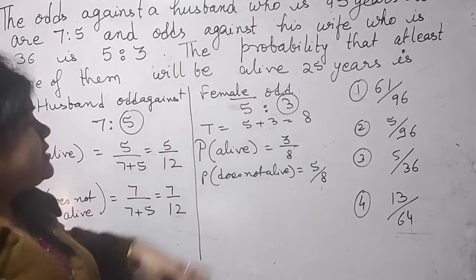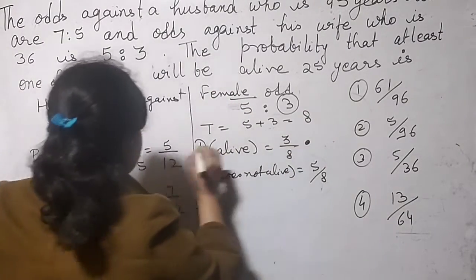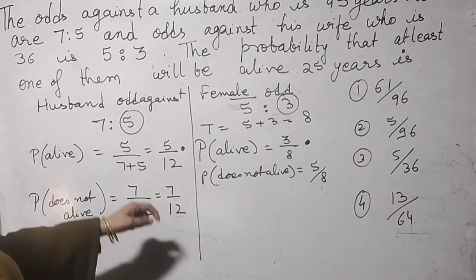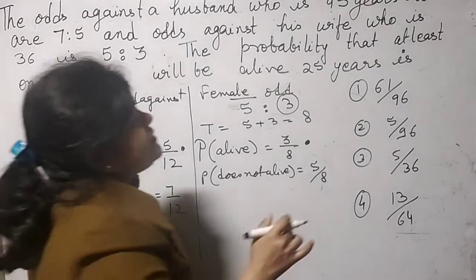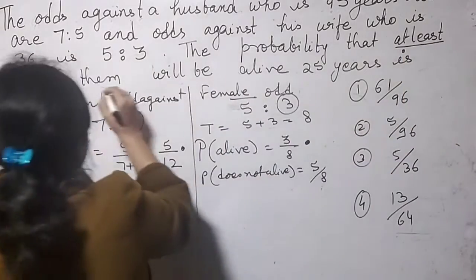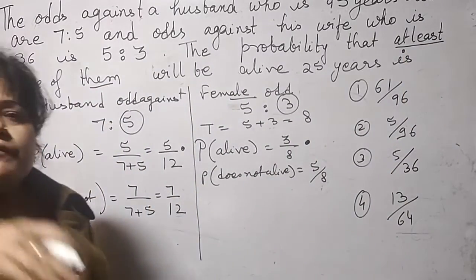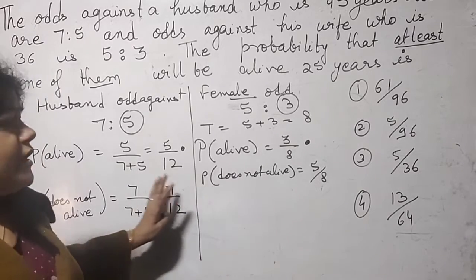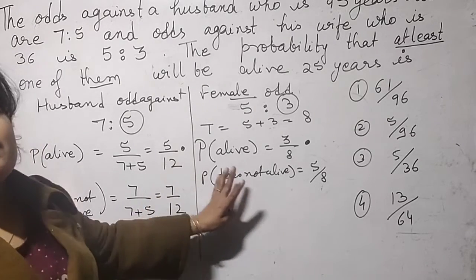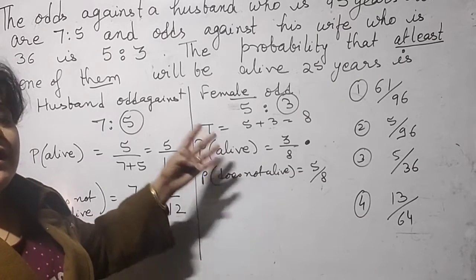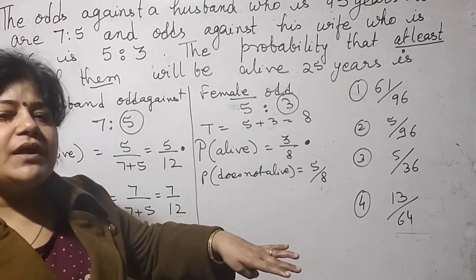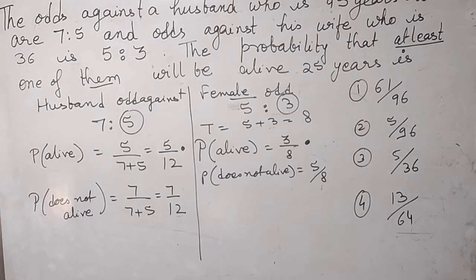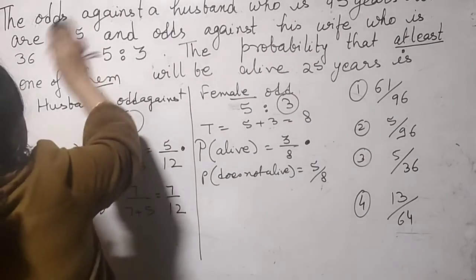Now whenever the question asks for the probability that at least one of them will be alive, we would have to find the probability that one of them is alive. But when it is given in this form, at least one of them, we first find the probability that no one is alive after 25 years, and then we subtract it from 1 to get the proper probability. I am going to explain how to solve this.